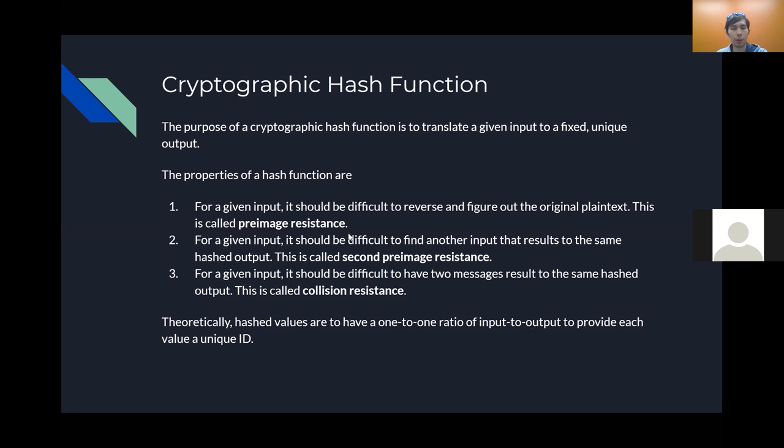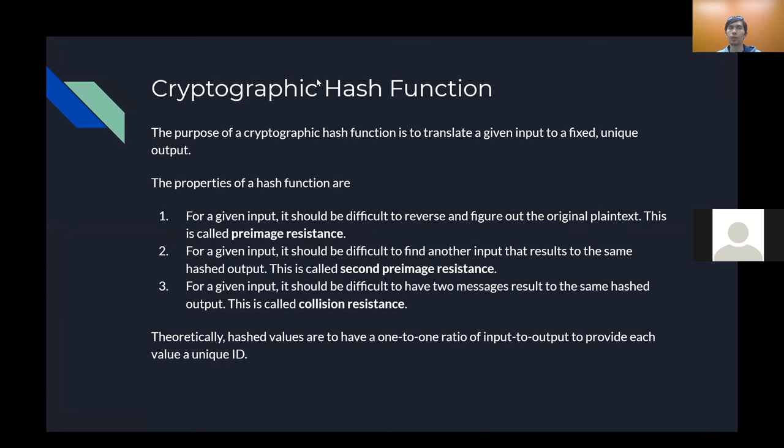And so the last thing that I will be presenting is the cryptographic hash functions. Within cryptographic hash functions, the goal of hashing is to translate a unique input, such as your password or a string that you don't want other people to know, into a fixed, uniform output that is just as unique, so that there's no way to reverse engineer it. This is one of the properties of a hash function: for a given output, it should be difficult to reverse and figure out the original plain text.